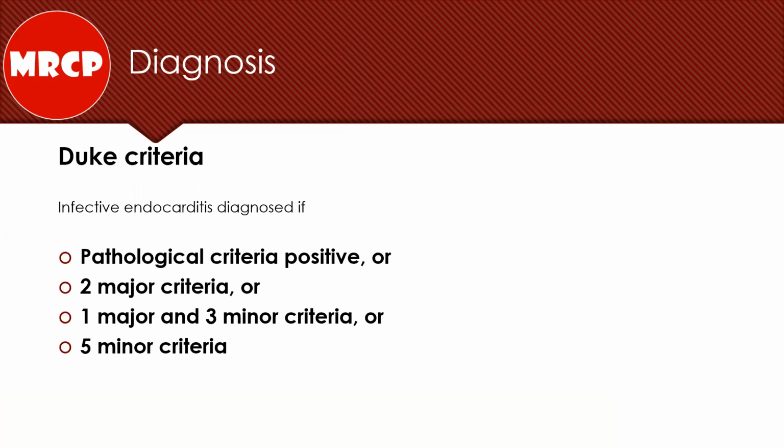In order to be able to diagnose infective endocarditis, you have to have particular criteria. It's called the Duke criteria. You will find some questions in past tests particularly targeting the Duke criteria. Infective endocarditis is diagnosed if you have a positive pathological criterion, or 2 major criteria, or 1 major with 3 minor criteria, or 5 minor criteria.